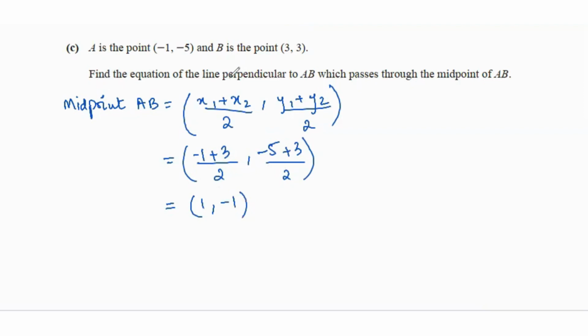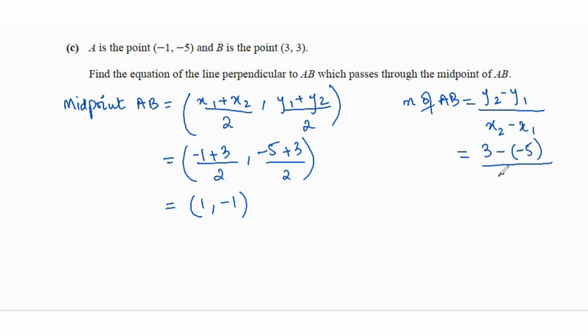Then it says find the equation of the line perpendicular to AB. So next what we do is we find the gradient of AB, which is (y2 minus y1) over (x2 minus x1), 3 minus -5 over 3 minus -1. 3 plus 5 over 3 plus 1, 8 over 4, and that is 2.